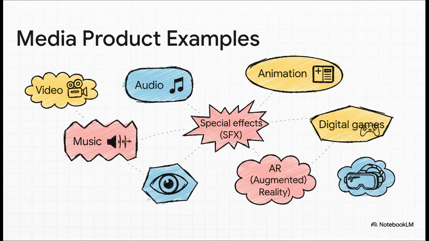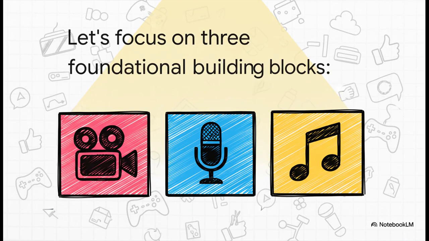I mean, just look at this list. The scale is huge. Of course, you've got the big ones like video, audio, and music, but then you've got animation, special effects, digital games, and even the really futuristic stuff like augmented and virtual reality. Each one of these is its own unique product. Okay, that list can be a bit much, so for this explainer, we're going to zero in on three of the most fundamental pillars of it all. Think of them like the primary colors of media. You can mix them together to create almost everything else. We're talking about video, audio, and music.